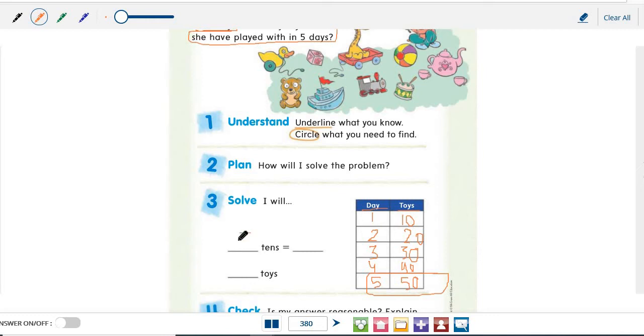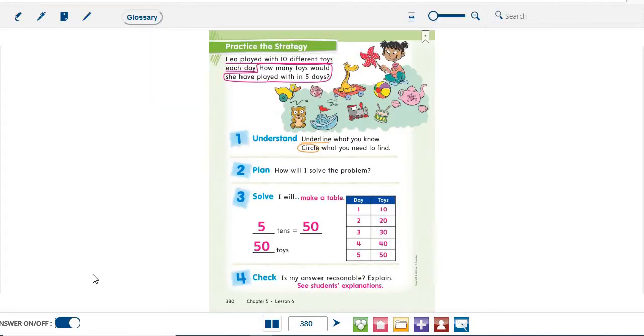So 5 times 10, because we have 5 days, equals, grade 1, 50. The value of 5 times 10 is 50. So 50 toys. So please, grade 1, be sure to write the correct answer in your book, page number 380.